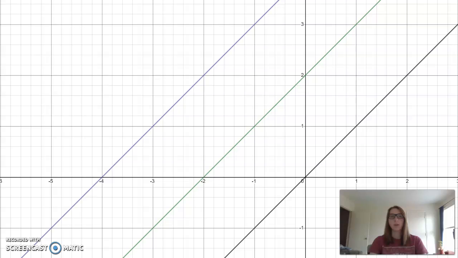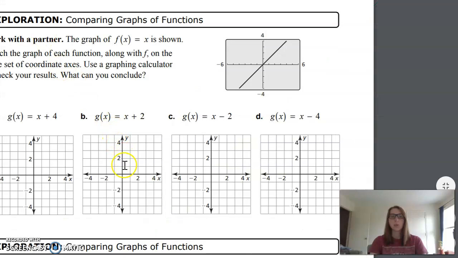So on your worksheet, you would have your parent function go here, and then it would be translated up to positive 2 on y and negative 2 on x, and you would create a line that would go through both points to represent this function g of x equals x plus 2.